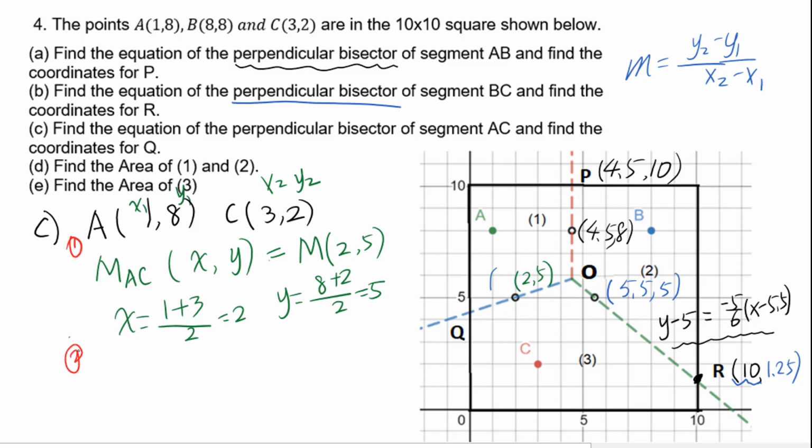Second step, try to get the slope of AC. That is y2 minus y1, 2 minus 8, over 3 minus 1. You will get negative 6 over 2 equals negative 3. Therefore, the slope of a perpendicular line will be 1 over 3.